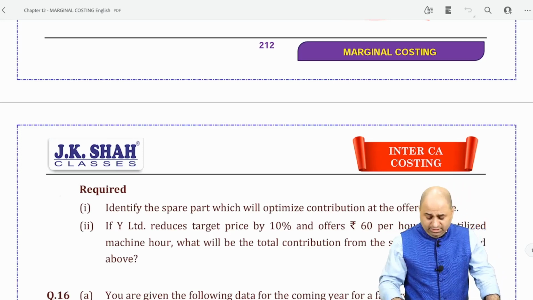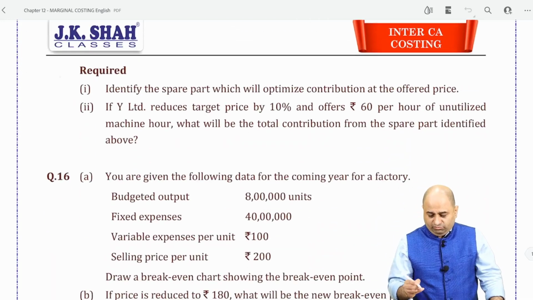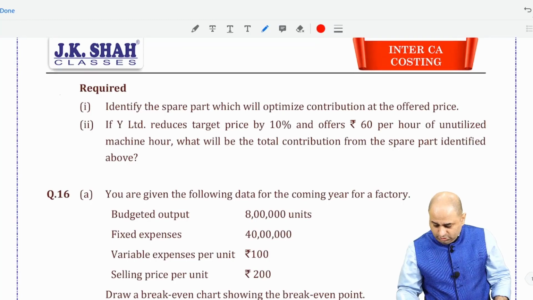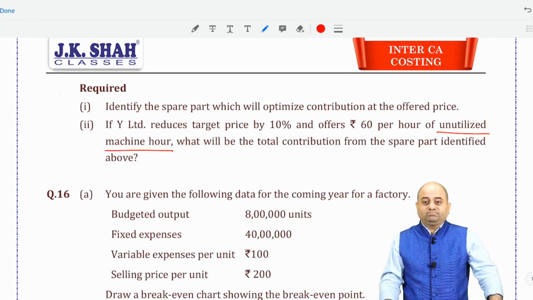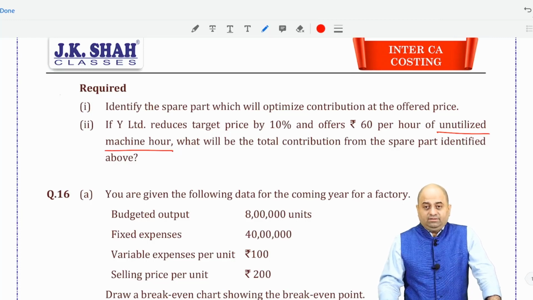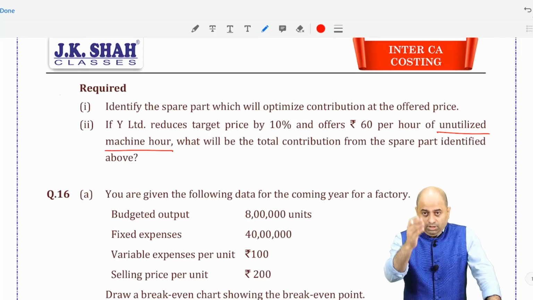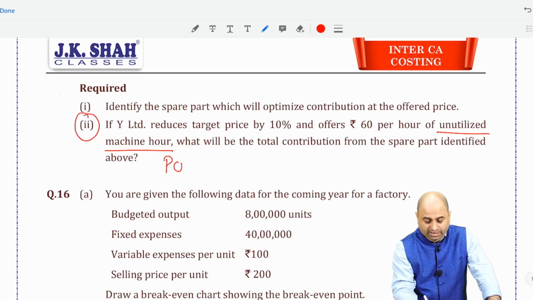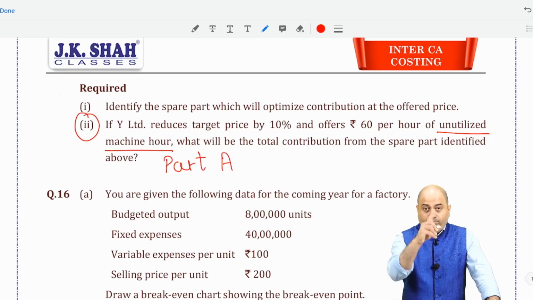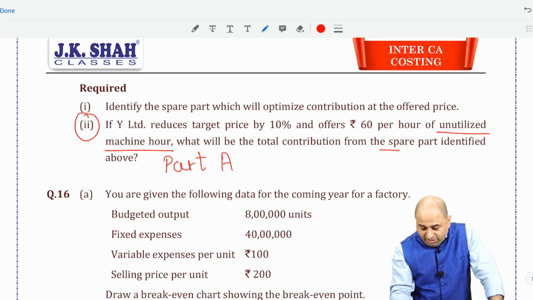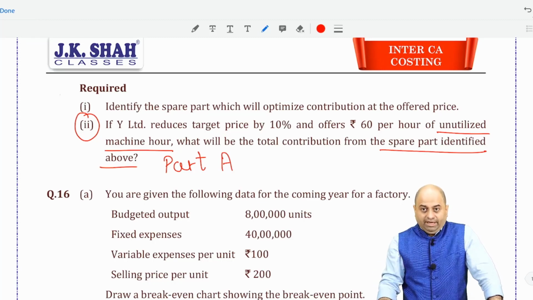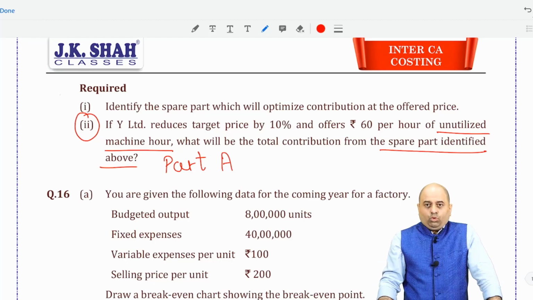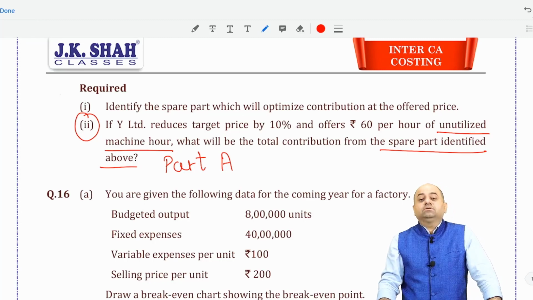Talking about part B, I am most interested in the words "unutilized machine hours." What do you mean by that? Now, don't forget that this discussion, required part 2's discussion, will be for part A, because the answer from required part 1 was part A. They have said very clearly, spare part identified above, which was part A. So the question arises, what do you mean by unutilized machine hours?